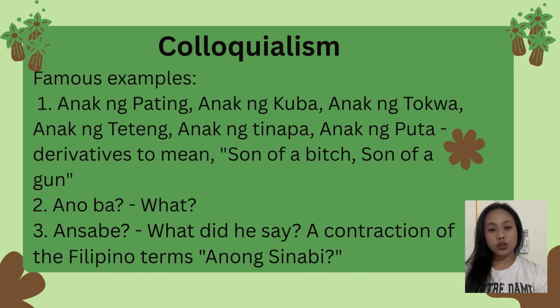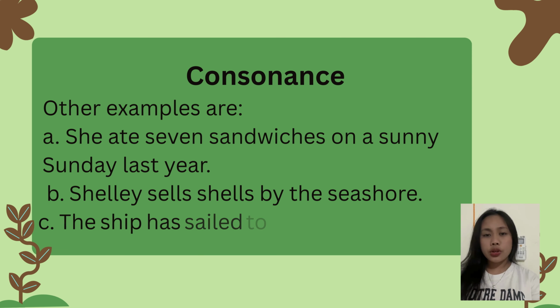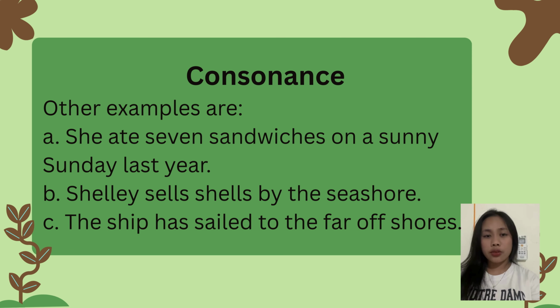Colloquialism is the use of casual, everyday words or expressions that people normally use when talking. It makes writing or speech sound natural, informal, and relatable, like it's a real conversation. Consonance is the repetition of the same consonant sound in words that are close together. It helps make sentences sound smoother and more rhythmic.